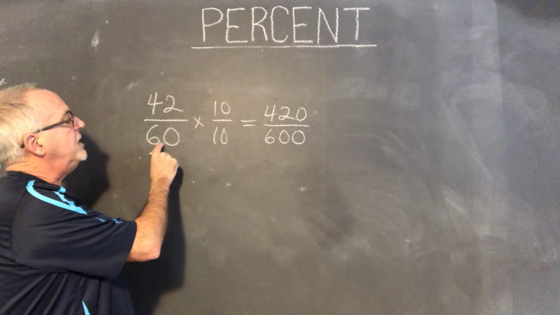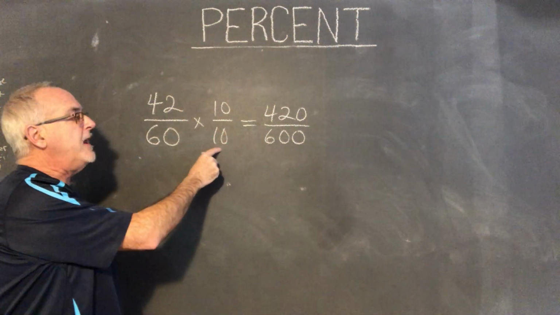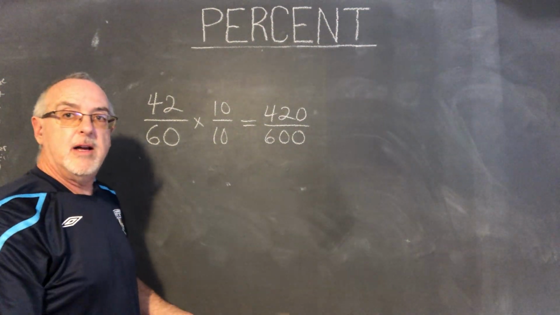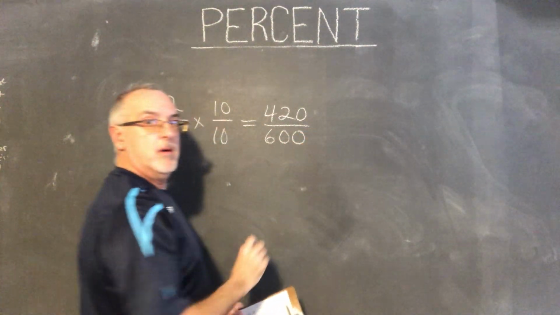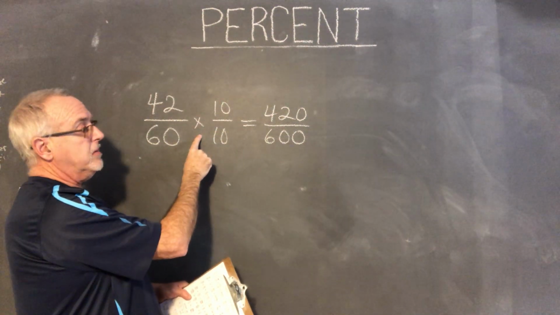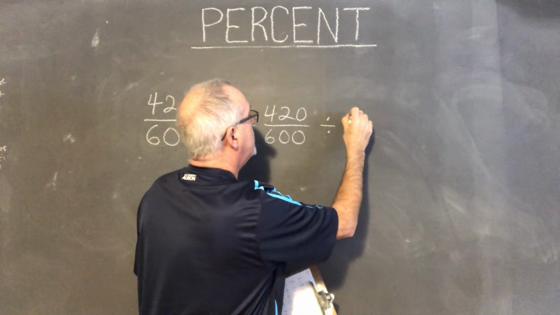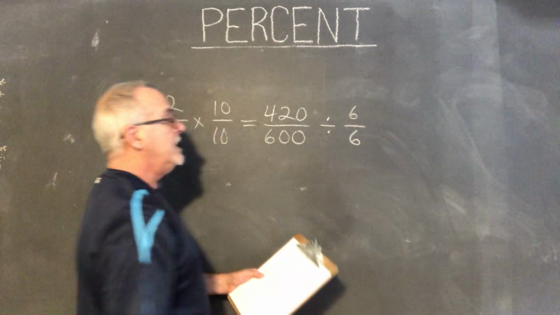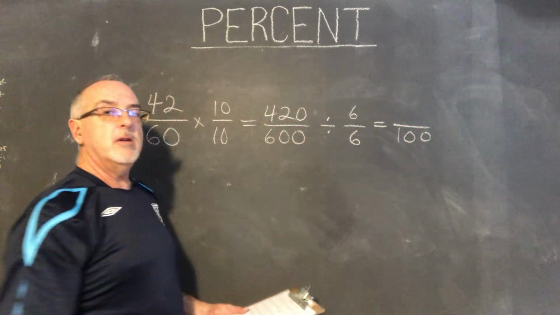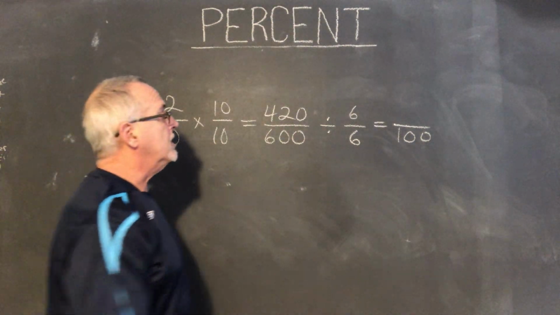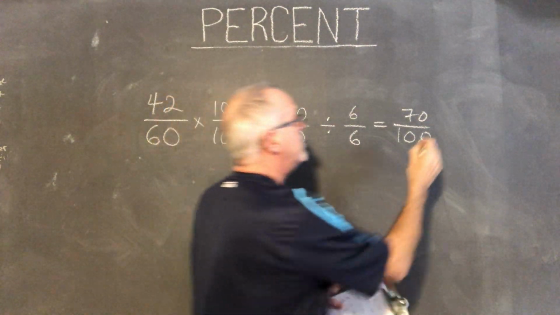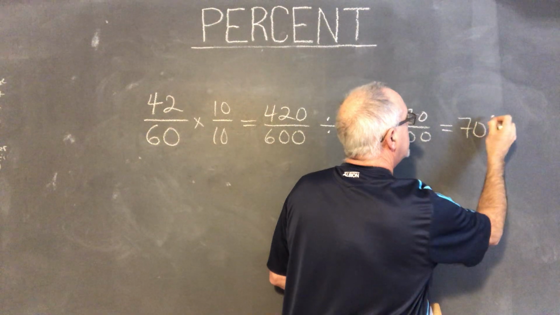So what I did was I multiplied this by a clever form of 1 that would result in a denominator that I think will be convenient, and then I can do that with the second step. So this time though, I'm not multiplying, I'm dividing. What we're doing is a two-step where we're combining a multiplication with a division. So I'm dividing now by 6 over 6 because 600 divided by 6 is equal to 100, and that's what I wanted. And 420 divided by 6 isn't that bad to do, actually. It's going to be 70, and I have my answer. I need more chalk, so I can write it down. I have 70 over 100, which is 70%.